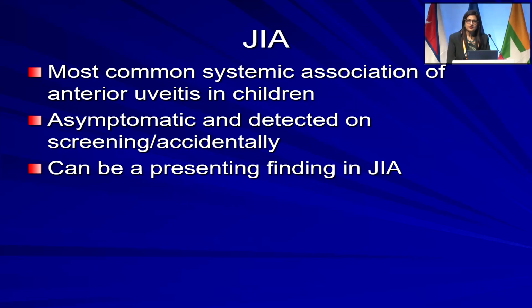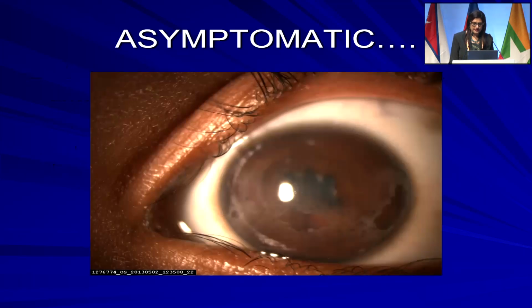Next, we go on to the most common systemic association of pediatric uveitis, which is juvenile idiopathic arthritis. It is an asymptomatic disease and is detected on screening, sometimes accidentally, and it can be a presenting finding in juvenile idiopathic arthritis, because a little bit of joint pain in children is always dismissed as growing pains, or the mother says it will go off after some time, take some rest, give some maybe paracetamol syrup. So you may be the first person to actually diagnose this condition.